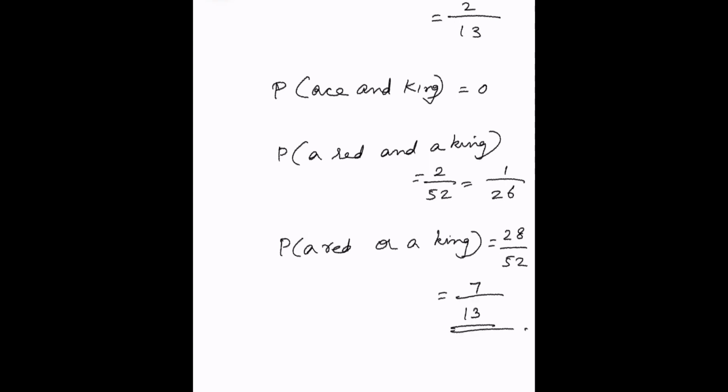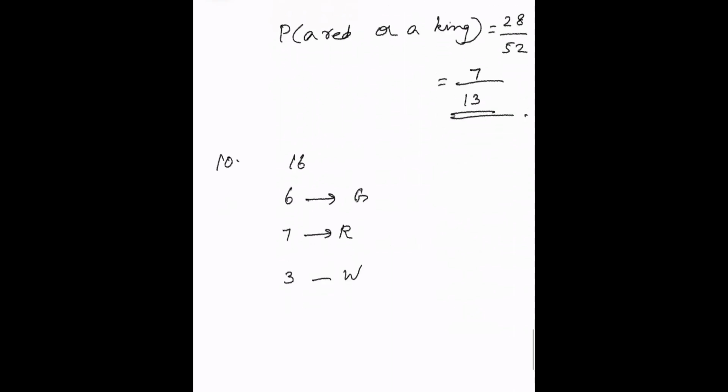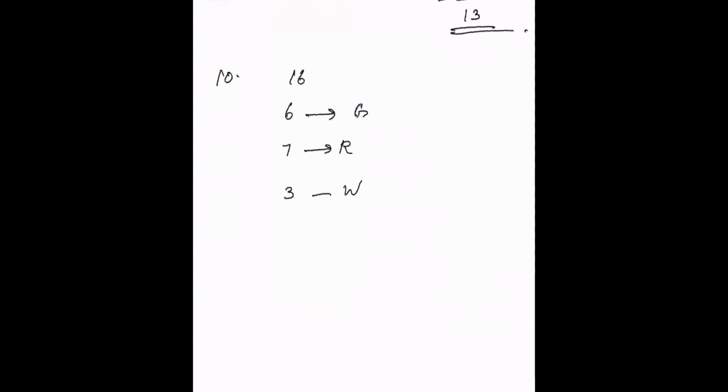Okay. A bag contains, this is question number 10, right? A bag contains 16 colored balls. 6 are green, 7 are red, 3 are white. A ball is chosen without looking into the bag. Find the probability that the ball chosen is: first one, red. Probability of taking a red ball. What could be that? 7 by 16.